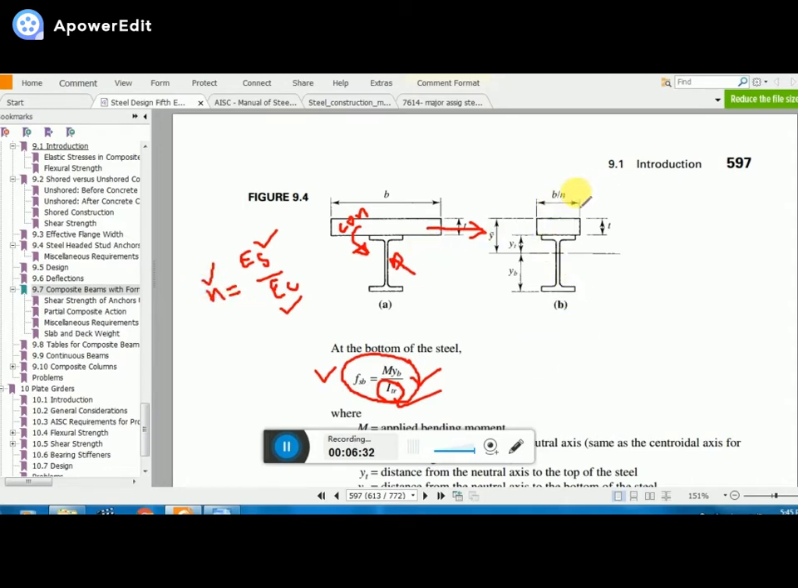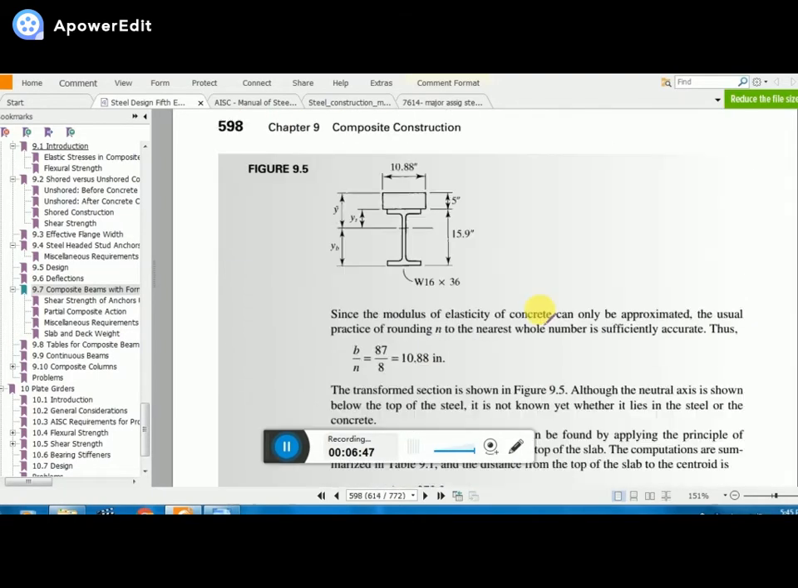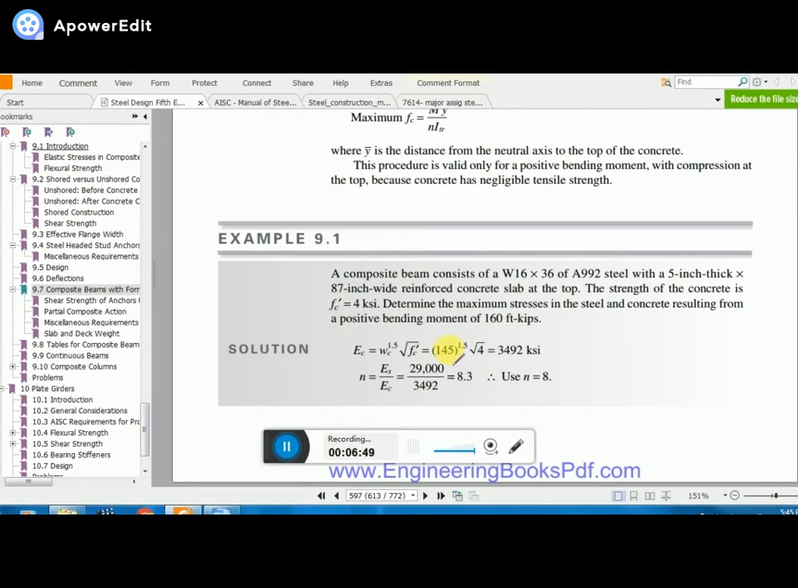So basically you see here this b by n. This is nothing but the equivalent width of the steel to that of concrete. Basically this term converts that larger width to the smaller width in the case of concrete. So here you see in this example, they use the same transformed section area concept.